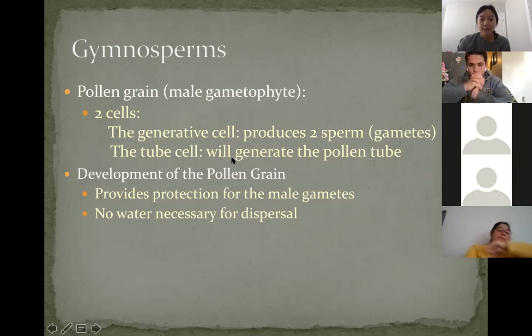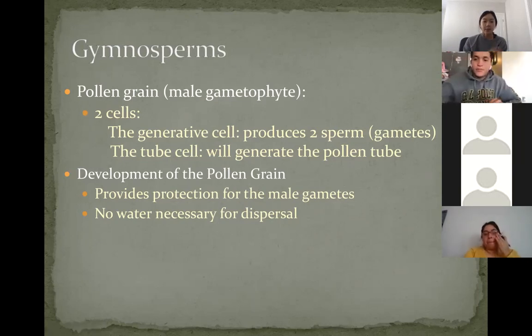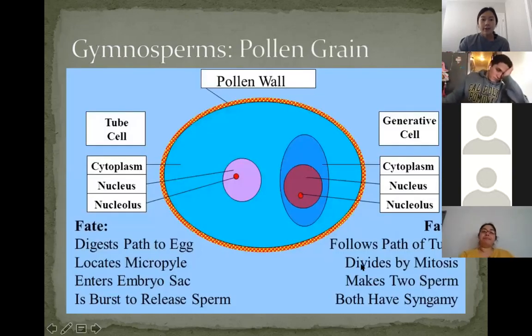So that's a good way to remember what the functions of each of those cells are within the pollen grain. The pollen grain was essential because it provided protection for the male gametes. And because it can be dispersed in the wind, it no longer needed water for dispersal. That was a big advantage over spores that were used for dispersal in seedless vascular plants. Again, the pollen grain is made up of two cells: the tube cell, which produces the pollen tube, and the generative cell, which produces two sperm. Even though it produces two sperm, it'll typically fertilize both of the eggs in the female cone, but usually only one of them will survive.